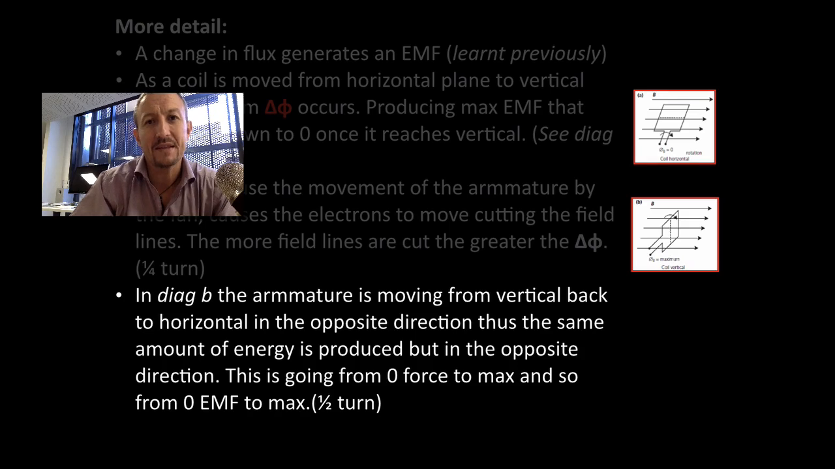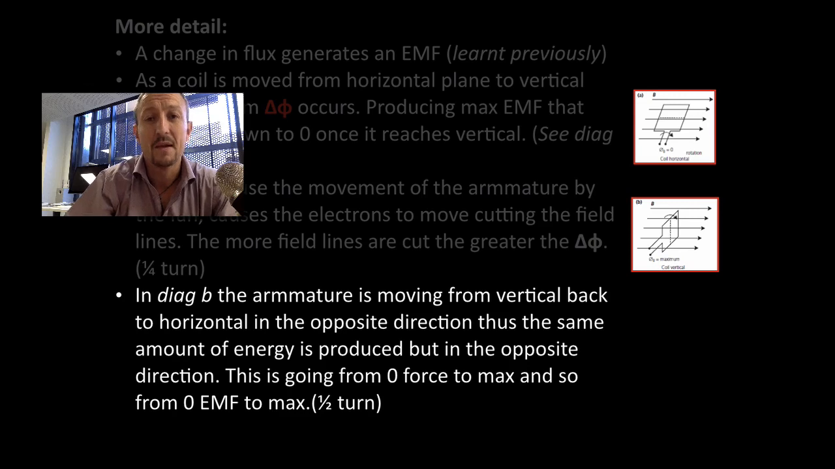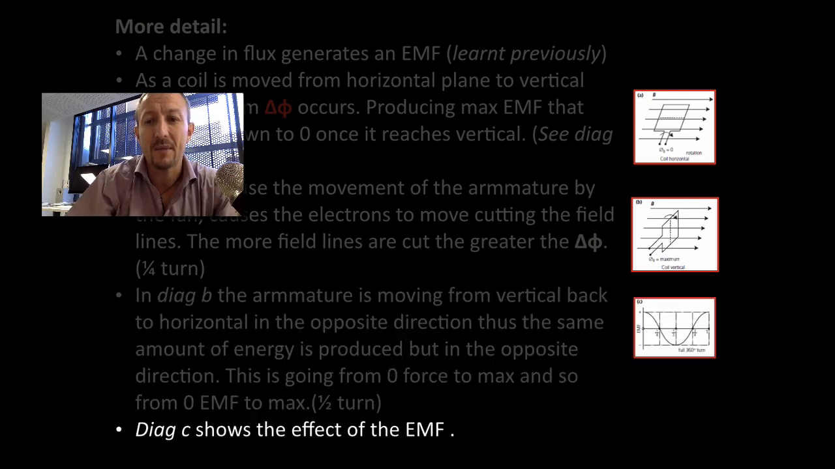Now what that does is, because we're going from this position to this position to this position, and then from this position to this position to this position, we get a diagram as shown in C. Now if you look at that closely, that's basically a cosine curve, which is part of a sine curve. So if you imagine right at the beginning where we've got maximum flux, you can see that the EMF is going to be greatest because we're moving from maximum to zero.